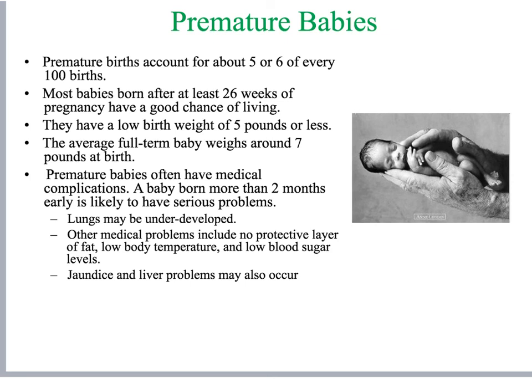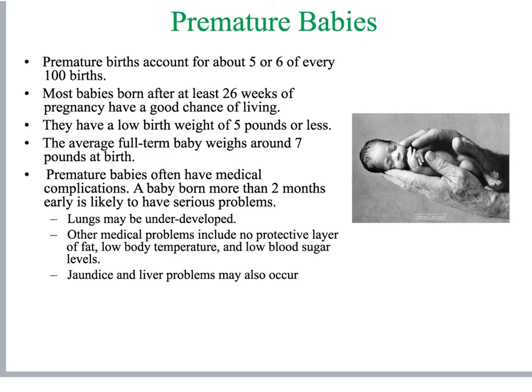A premature baby is one that has a low birth weight of 5 pounds or less. The average full-term baby in Colorado weighs around 7 pounds at birth. So like I've said throughout this entire lecture, premature babies often have medical complications. A baby born more than 2 months early is likely to have serious problems.